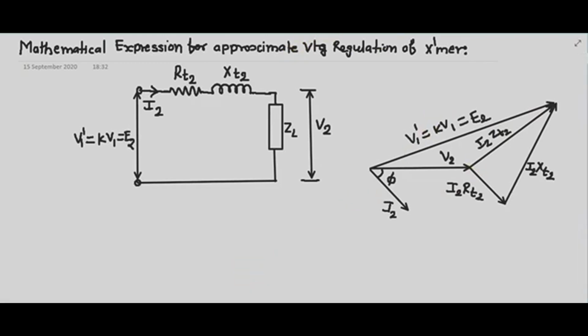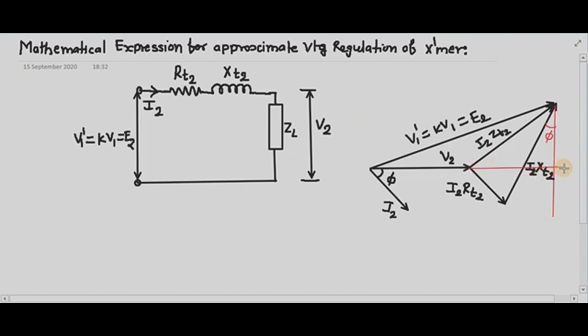Now students, what I will do, I will draw one parallel line to the I2. XT2 is the phasor which is drawn perpendicular to I2, right? So now I will draw one line which is perpendicular to V2. So this is my V2 vector. I have drawn one line perpendicular to V2. This is the line perpendicular to I2. So the angle between V2 and I2 is phi. Therefore, the angle between the perpendicular to V2 and the perpendicular to I2 is also phi. Right?